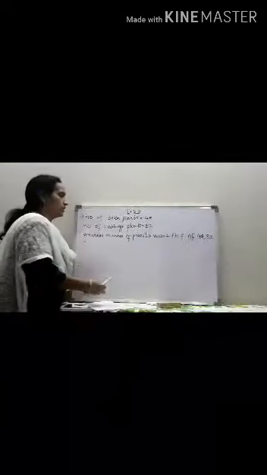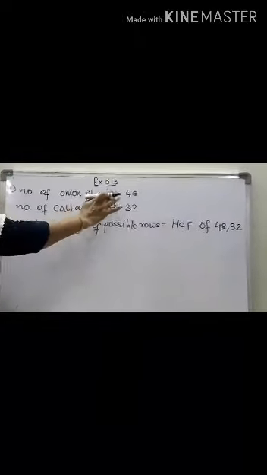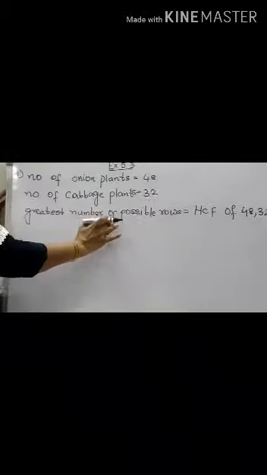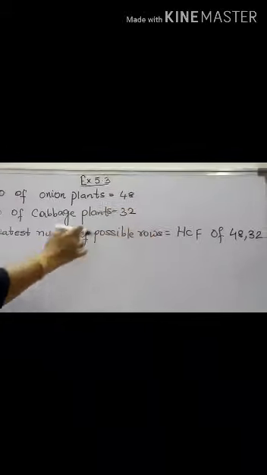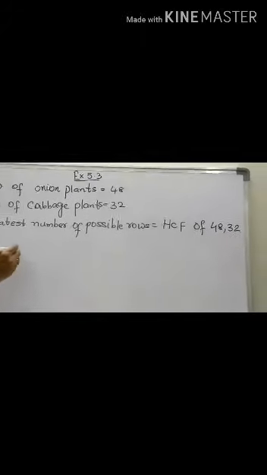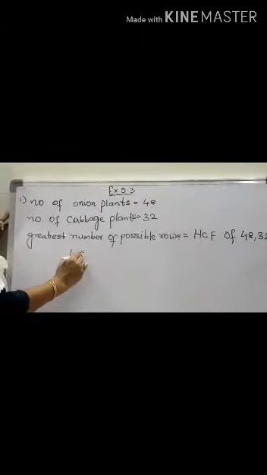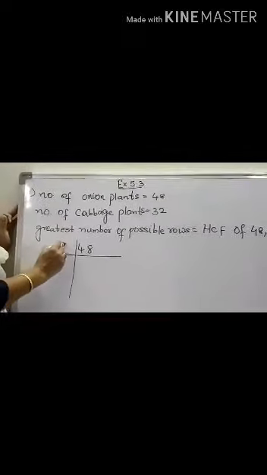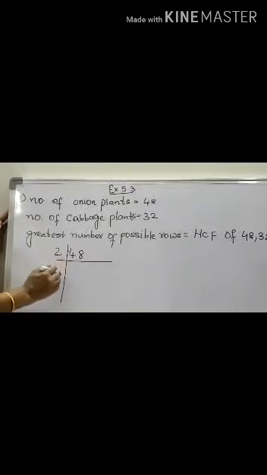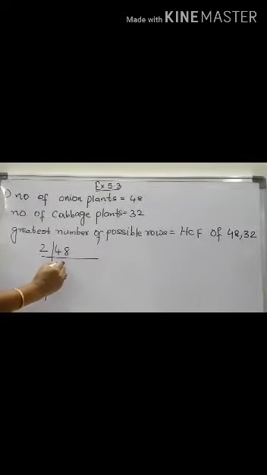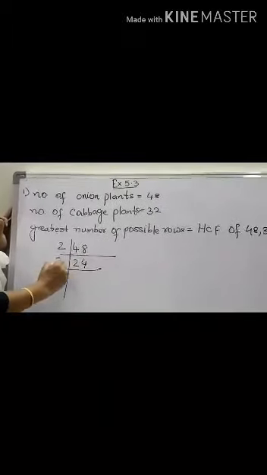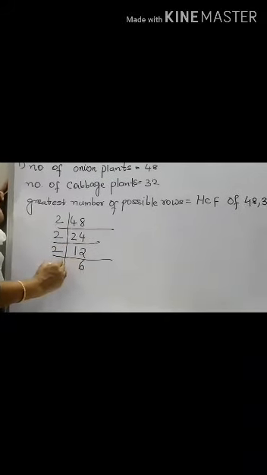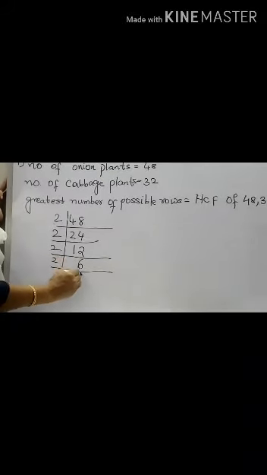So let's start the solution. Number of onion plants 48, number of cabbage plants 32. Now the greatest number of possible rows is nothing but the HCF of 48 and 32. Let's find the HCF. We'll go with the prime factorization method. In this method, you need to start with the lowest prime number, that is 2. 2 2s are 4 and 2 4s are 8. Then 2 1s are 2, 2 2s are 4, then 2 6s are 12, then 2 3s are 6.